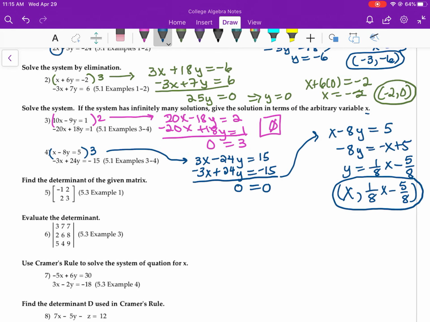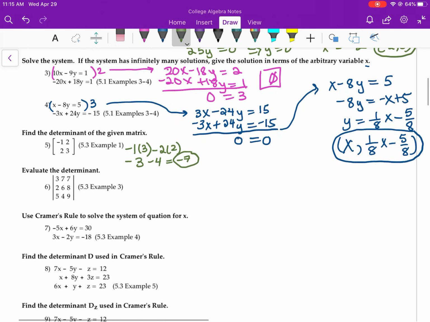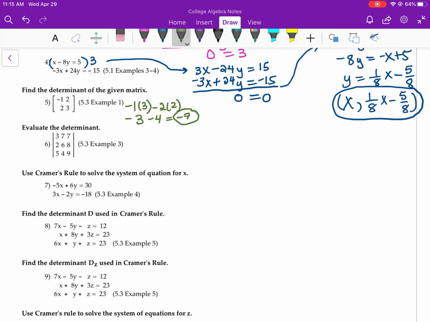Number 5, find the determinant. So -1 times 3 minus 2 times 2. -3 minus 4 is -7. Number 6, I'm going to recopy my determinant over here, and I'm going to copy out the first 2 columns again.